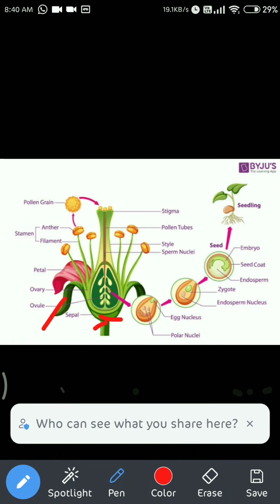So this is the outermost wall, that is the calyx, and inner to it is the colorful wall. Those colorful petals are there, you can just see here. This colorful wall inner to it is the corolla, and the single unit is the petal. Here it is the calyx, and the single unit is the sepal.